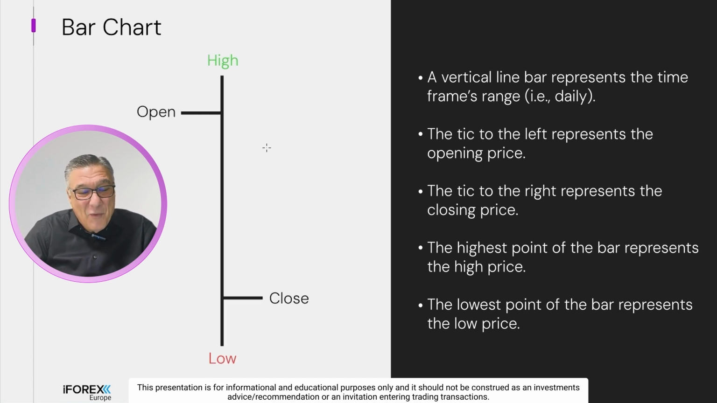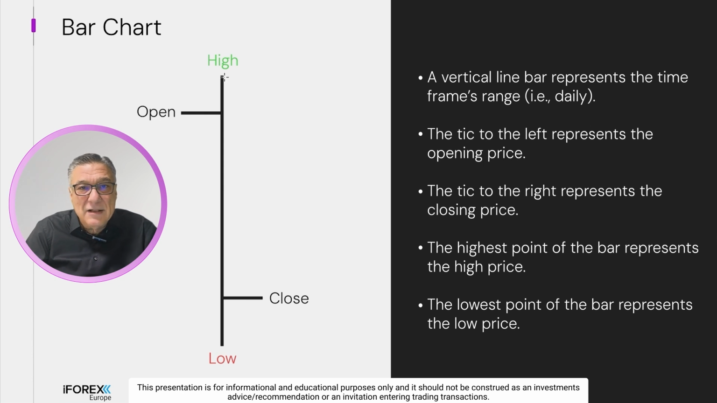Good. Now, the open price might be higher than the close price, right? So it implies, of course, that there were more sellers than buyers. The rest is the same.